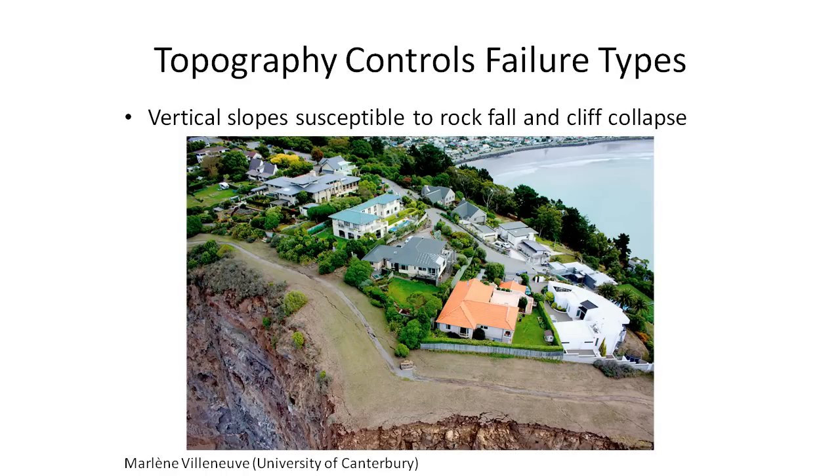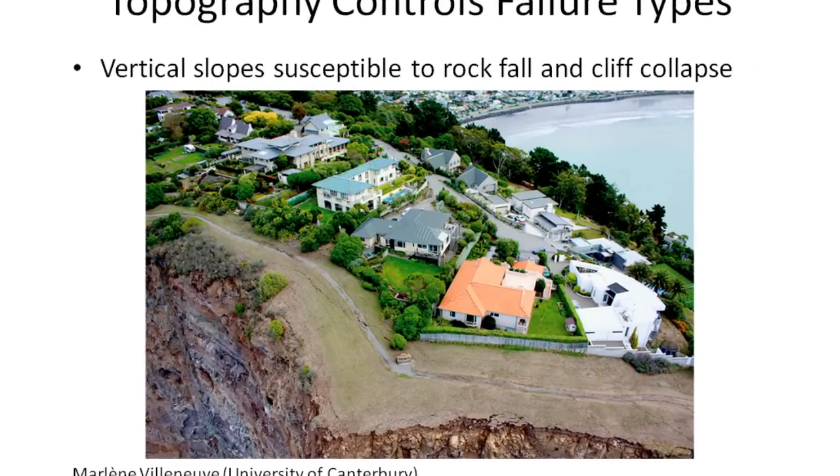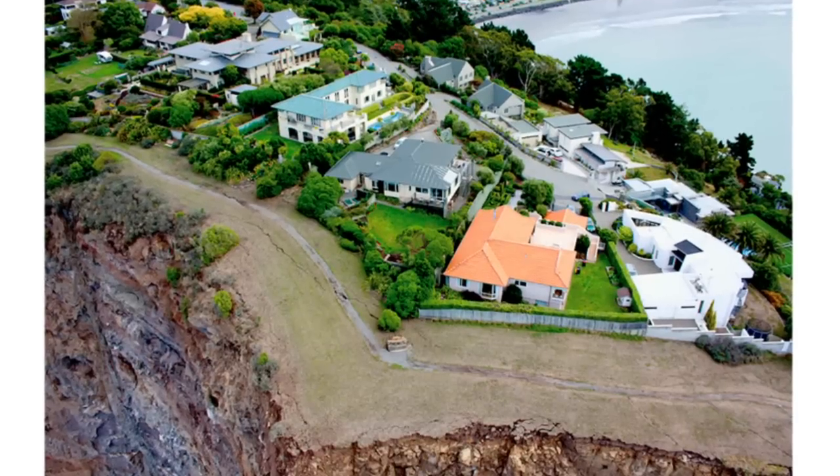Similarly, this is another example of a sea-cut cliff. This is out in Scarborough at Whitewash Head. This is one of these sea-cut cliffs here that's more or less vertical or subvertical, and it was also susceptible to this type of failure.